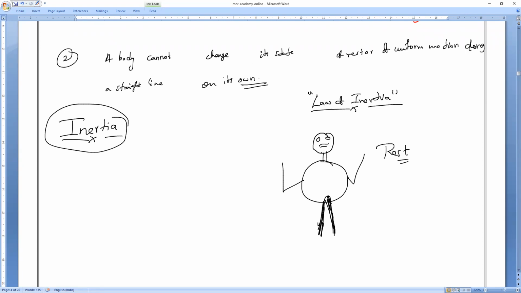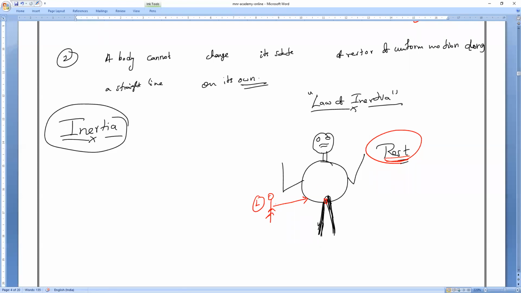Clear? Yes. Now I'll ask Mr. Lingesh to push him, to make him come into motion. Is it possible for Mr. Lingesh to make him move? No, sir. Why? Because he doesn't want to change his position. He likes to stay in what actually? Rest. But Mr. Lingesh wants to make him move.